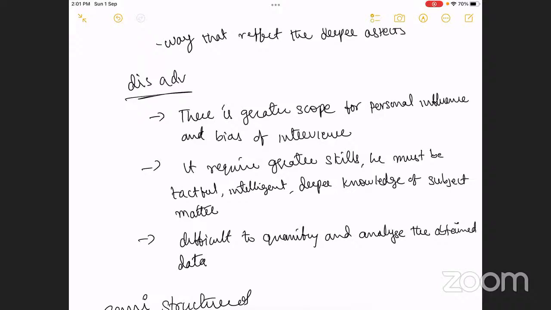The question is different. The first question may be different for you, and the first question is different for another person.